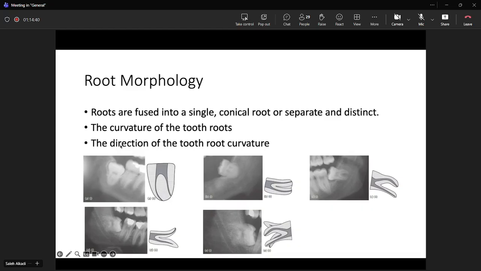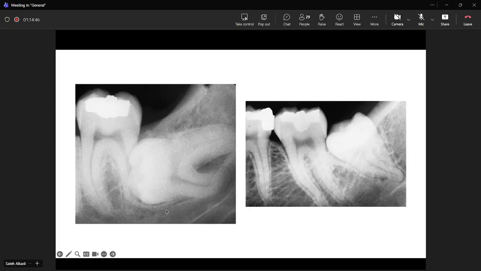So the curvature of the roots is very important, and the direction of this root curvature is very important, because if you talk about a mesioangular tooth and the roots are curved in the distal direction, this is easier to extract. It's easy to extract because the curvature is in the direction of the path of withdrawal. But if the root tips are mesially tilted or mesially curved in the mesioangular impacted tooth, this again is the path of withdrawal. So this may impede the extraction or the removal, or these root tips may fracture. The opposite applies for the distoangular.